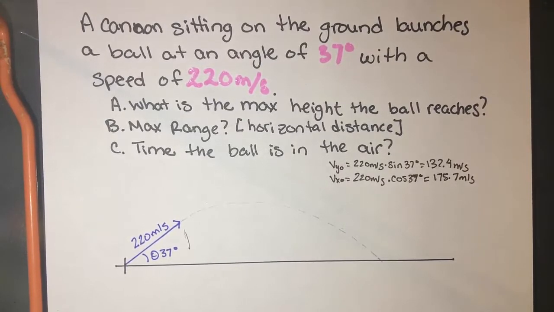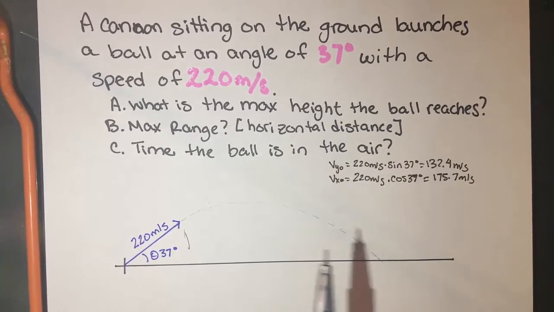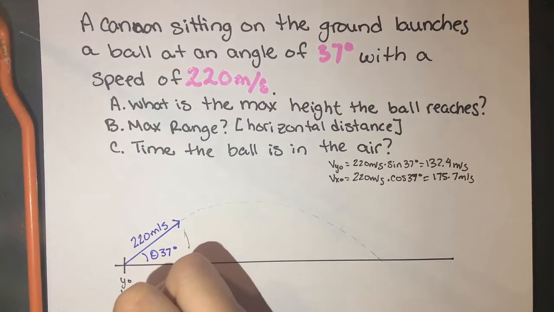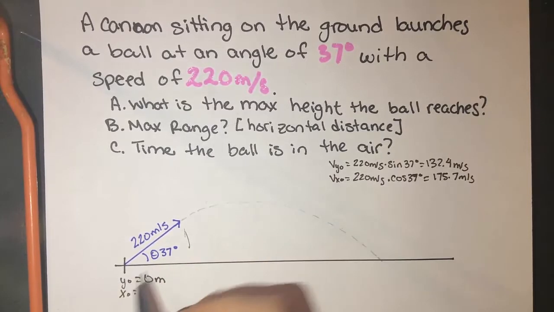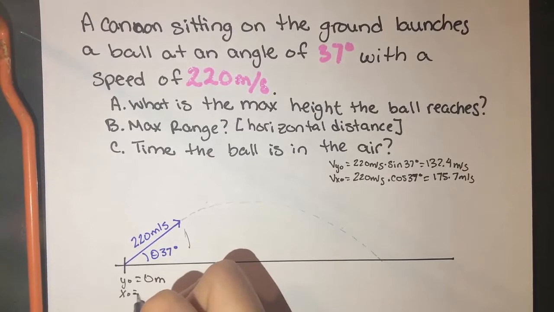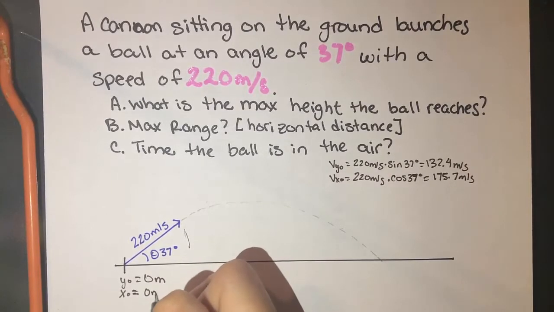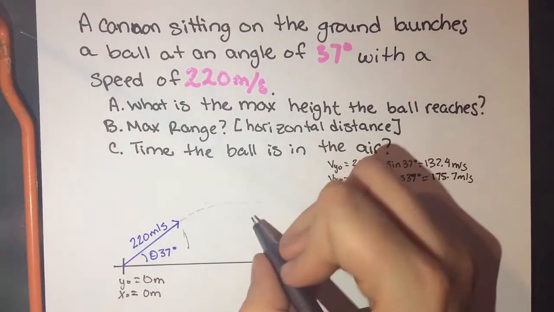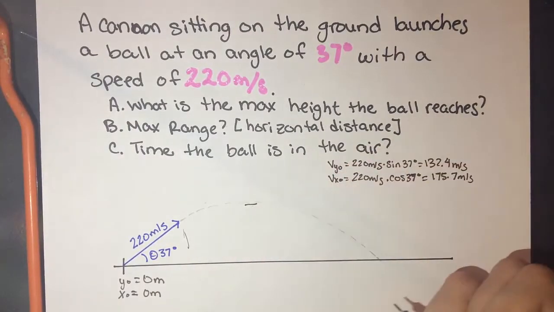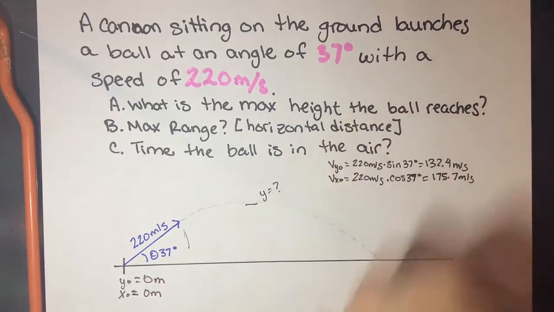The next thing that I can note from my problem and how I've sketched this is that I'm given my y naught and my x naught. It is starting on the ground. That means it's 0 meters above the ground, and we get to pick where x is, and we're going to pick it to be 0 meters just for ease of problem solving. We want to know the max height of our ball in the air. So we're looking for this distance right here. We want to know what is y.